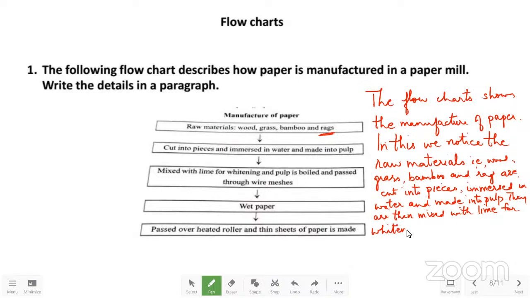I hope my handwriting is clear, children. I'm writing in small letters so that the space will be sufficient for you. Already everything is there. You just need to know the construction of the sentence. And the pulp is boiled. Make use of commas and hyphens, children, instead of conjunctions. It will make the paragraph very lengthy.